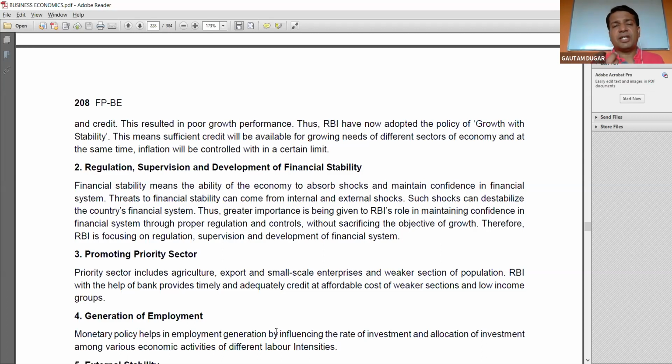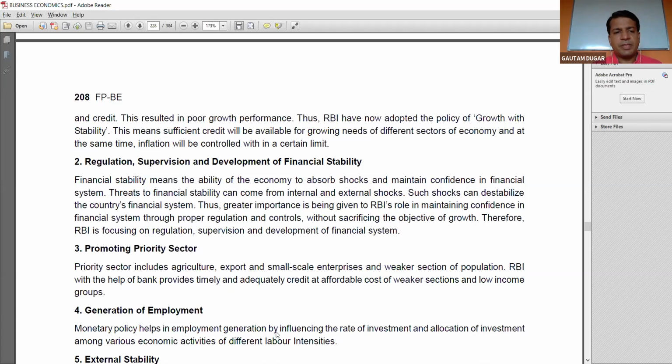Basically, the weaker sections of the society, those industries, those sectors which need more attention, loans have to be given to those sectors at a lower rate of interest, and that is covered under the monetary policy with the RBI.